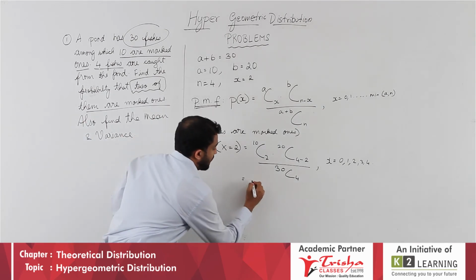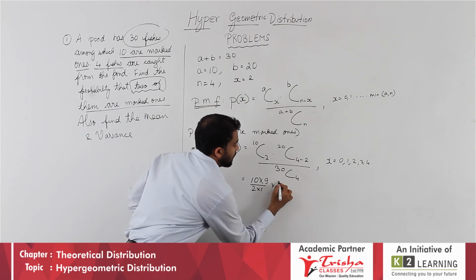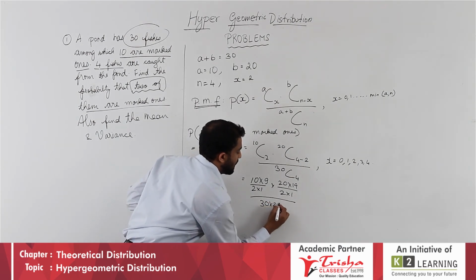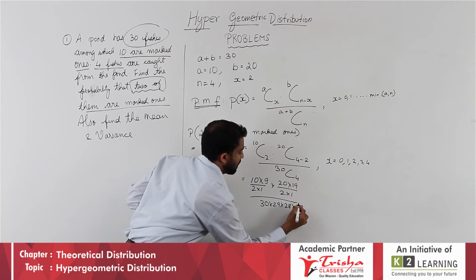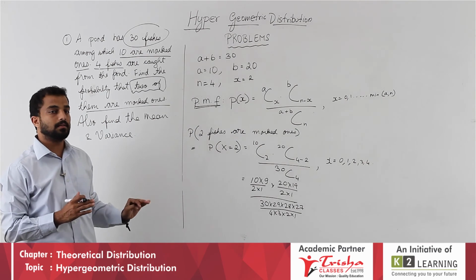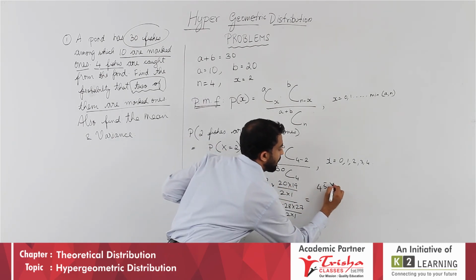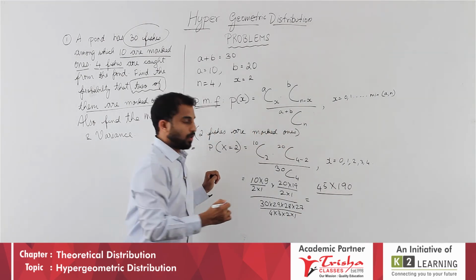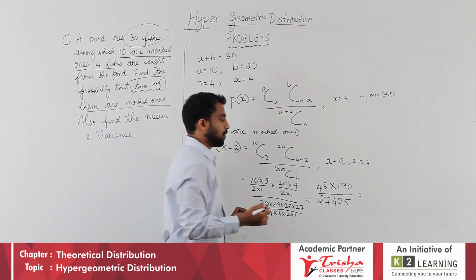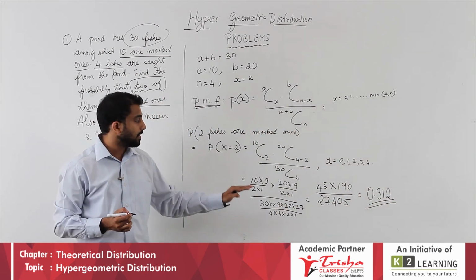Simplify this, students. It should be 10 into 9 by 2 into 1, into 4 minus 2 is 2, so it is 20 into 19 by 2 into 1, divided by 30 into 29 into 28 into 27 divided by 4, 3, 2 and 1. Take your calculators, quickly simplify this. While you simplify, you need to get 45 into 190 divided by 27,405, which, when further simplified, students, you have to get 0.312. This ends the first part.